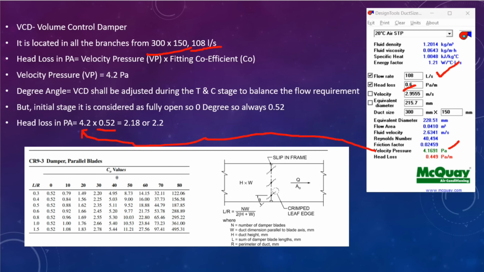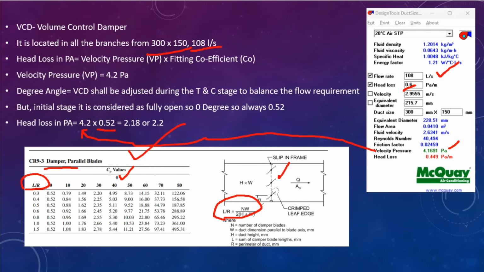And for the fitting coefficient, you have to go to the ASHRAE duct fitting database. Here you can see the damper with parallel blades. So here I have given the volume control damper snapshot. So here the theta is very important and L by R is important. So for the L by R, you have to go with this formula.